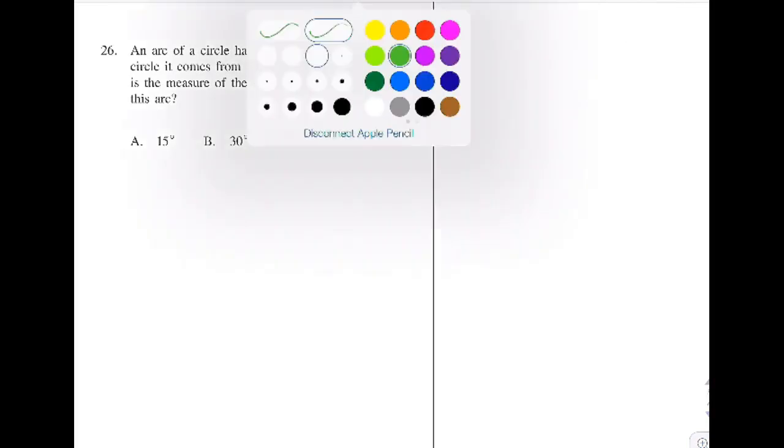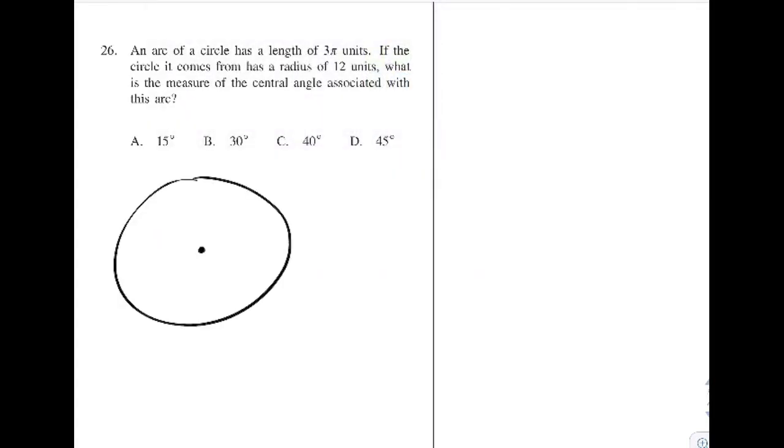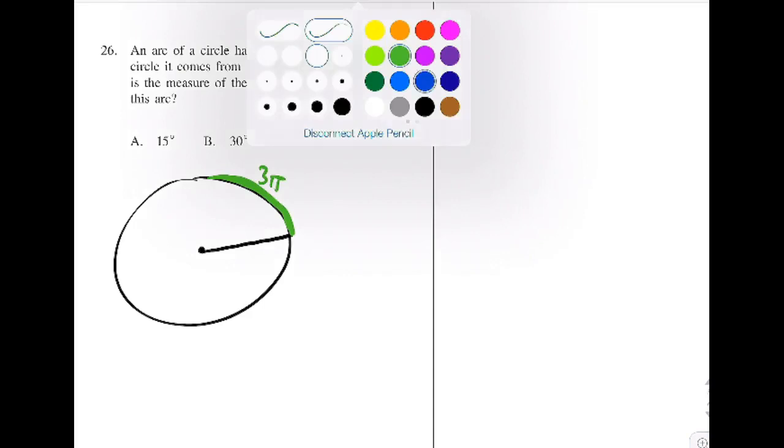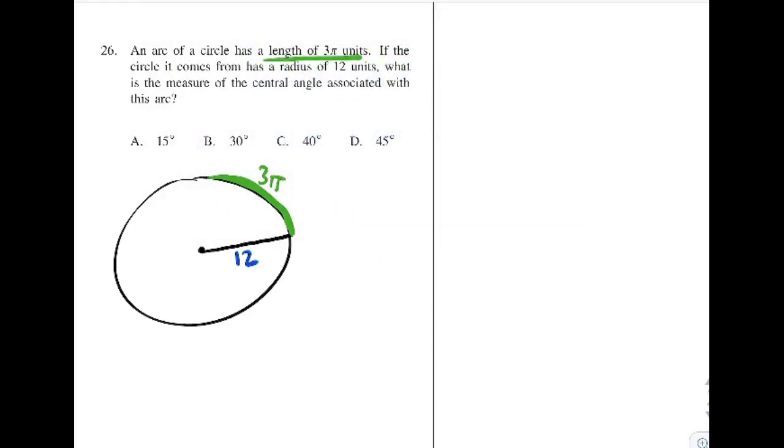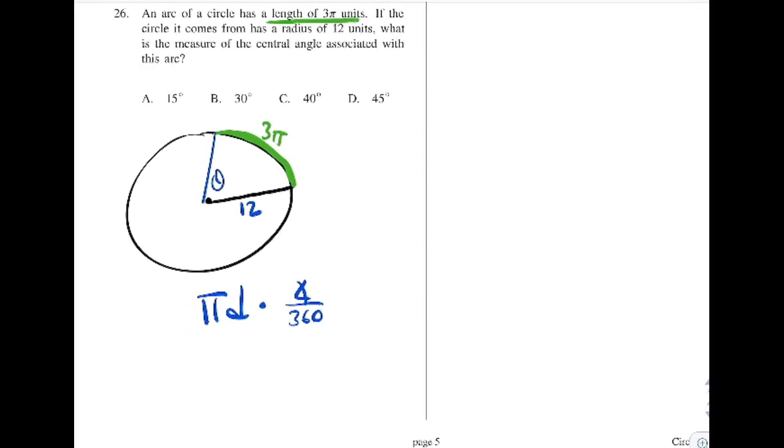Number 26, no picture, so I'm going to draw a circle. And it tells me that the arc was 3 pi long. If it comes from a circle that has a radius of 12, what's the measure of the angle? So arc length was pi d times the angle over 360. So I have pi times the diameter, not the radius, equals something over 360. And that equals 3 pi.